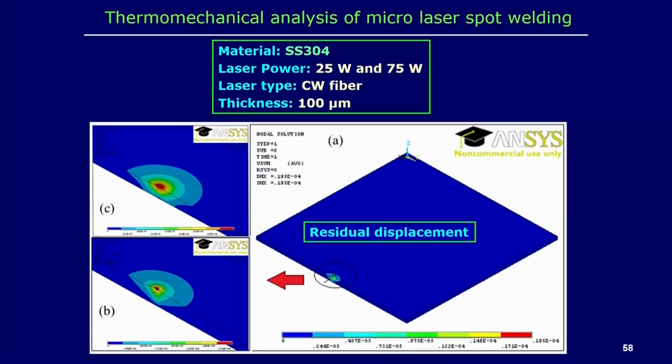We can also see the thermomechanical analysis of the micro laser spot welding process. The material is SS304 stainless steel, laser powers of 25 watt and 75 watt have been used, the laser type is continuous wave fiber, and the thickness is only 100 micrometer. In this case the residual displacement is confined to a very small zone since it is spot welding, but if we zoom in we can see the displacement, and here you can see two different cases.